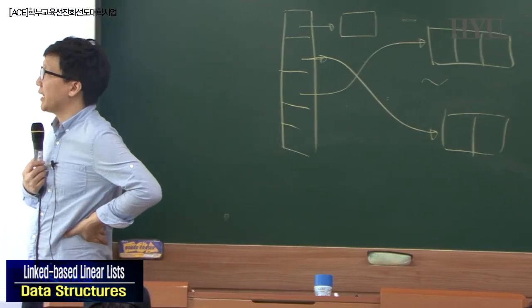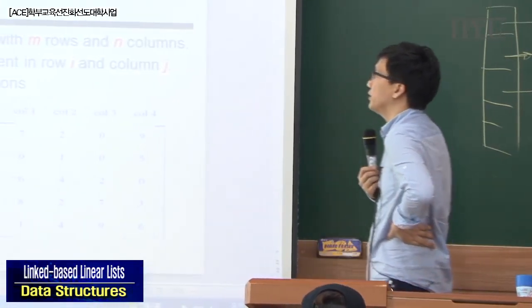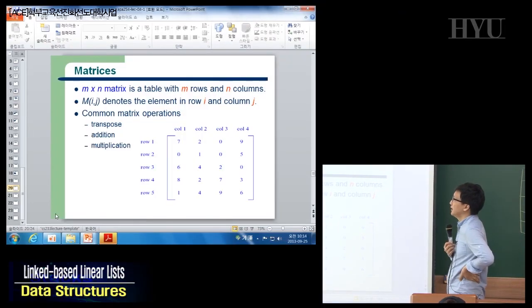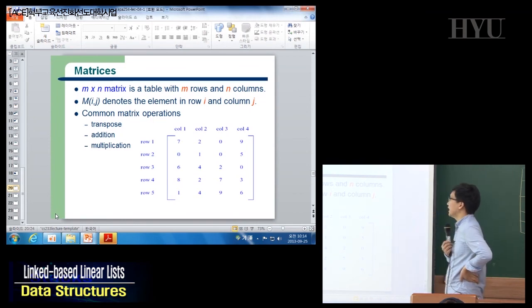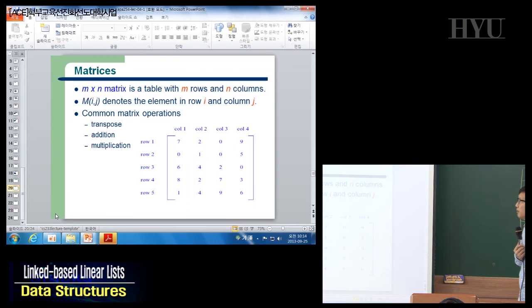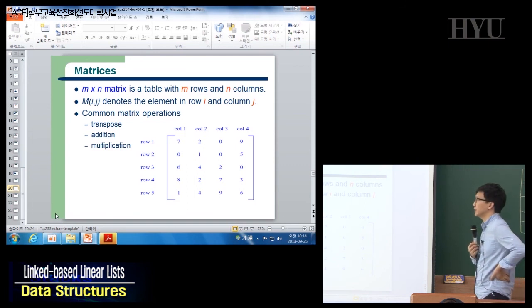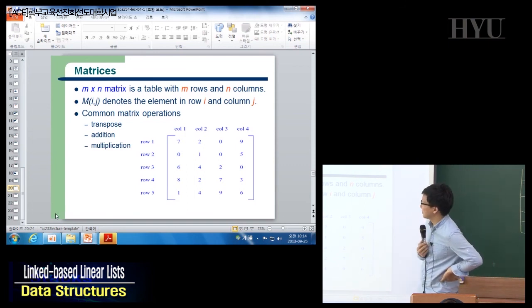Matrices, again: an M by N matrix is a table with M rows and N columns. M_ij denotes the element in row i and column j. Common matrix operations are transpose, addition, and multiplication. What is transpose?